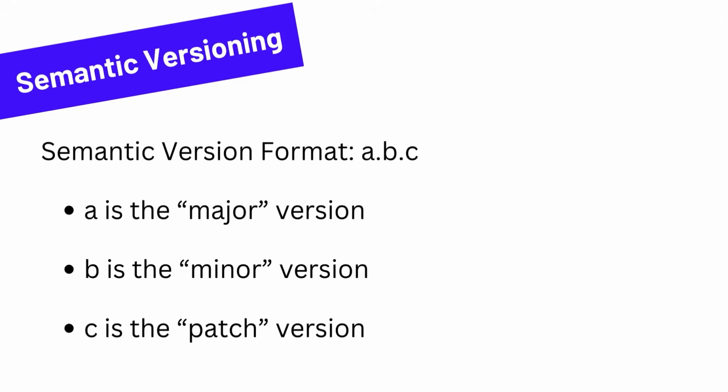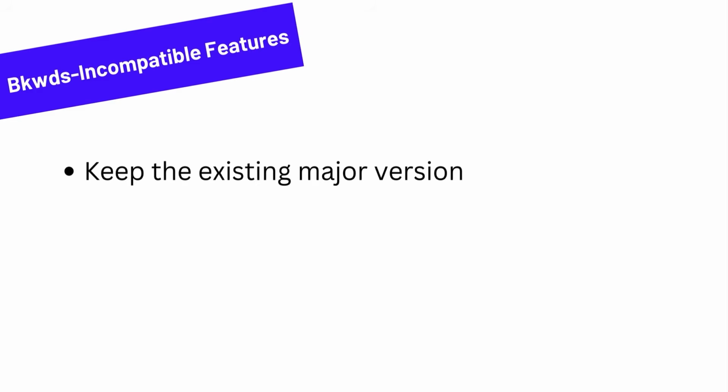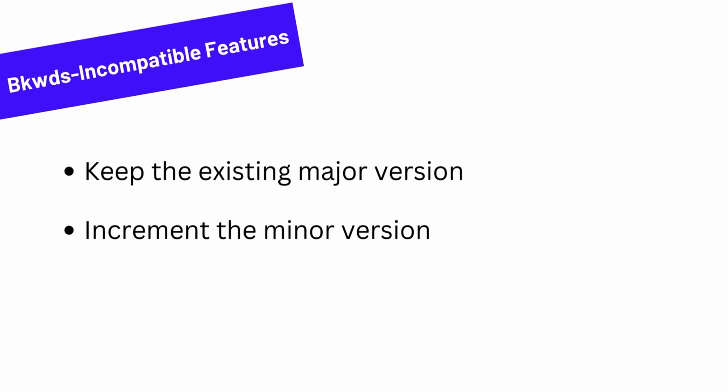And then C is the patch version, which is incremented when the software gets a backwards compatible bug fix. Now, while React Router does use semantic version numbers, its approach to releasing new features might be a little bit different from what you're used to. When the React Router team develops a backwards incompatible feature, they don't wait until the next major version to make it available to you. Instead, they keep the existing major version, then increment the minor version and make a breaking change available behind a future flag.